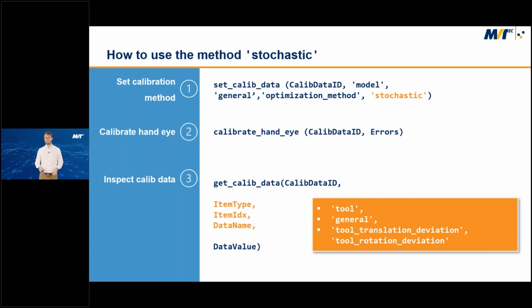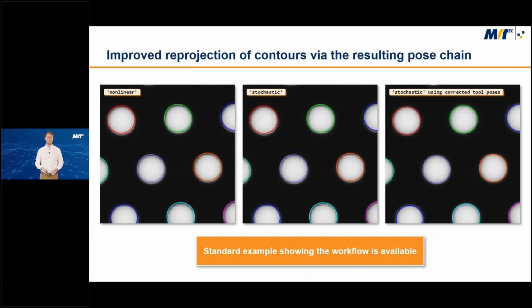And how does this look in practice? How do the results look? If you look at these zoomed in images of the calibration plates, if you just use nonlinear in contrast to stochastic, there's not a lot of difference. So the stochastic method works as well as nonlinear, but the stochastic method also provides the corrected tool poses. And if you use them again, you correct your tool poses and then check out the results of your calibration, you see on the right side that the calibration was better. The marks are found more robustly.